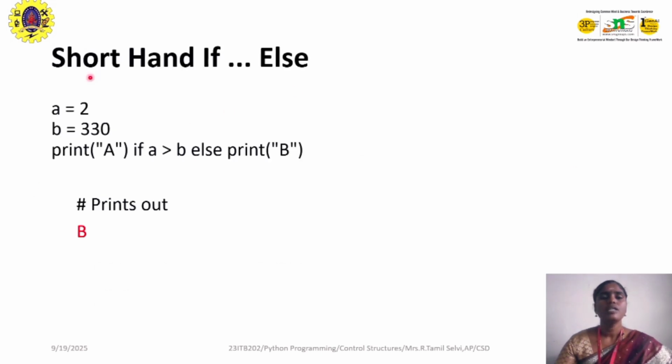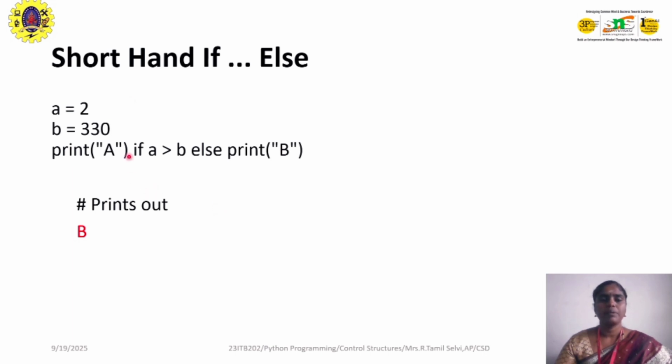The next one, shorthand if-else statement. If you have only one statement to execute, one for if and one for else, you can put it all together in the same line like that. This technique is known as ternary operator or conditional expression.